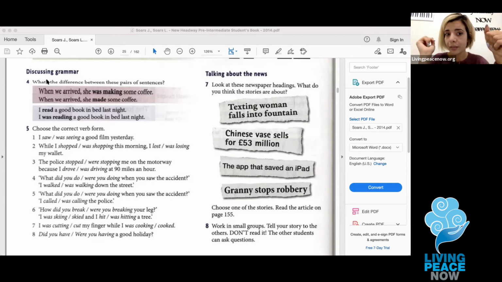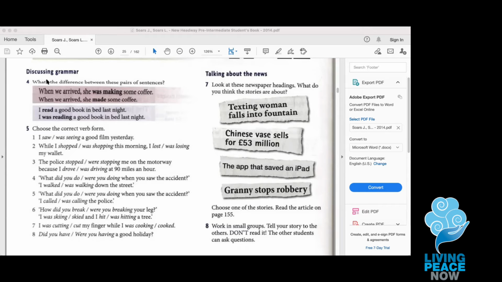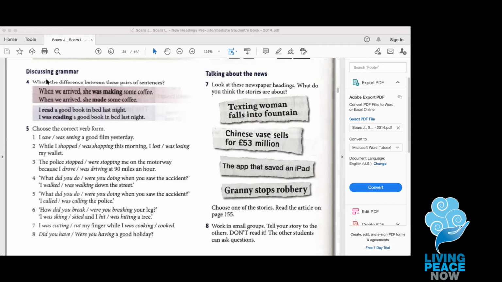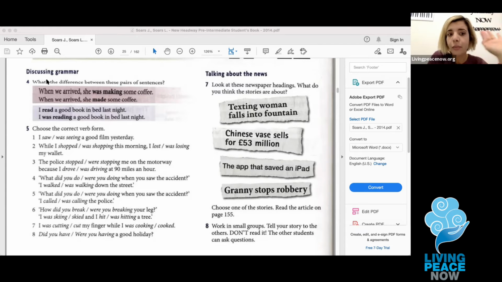Did you understand? No, ma'am. Please say it again. I'm a little confused. Okay, so when we arrived, she was making coffee. So she started making coffee before we arrived. The first one is clear, ma'am. The second one is not clear. The second one I didn't explain yet. I am just explaining the first one.